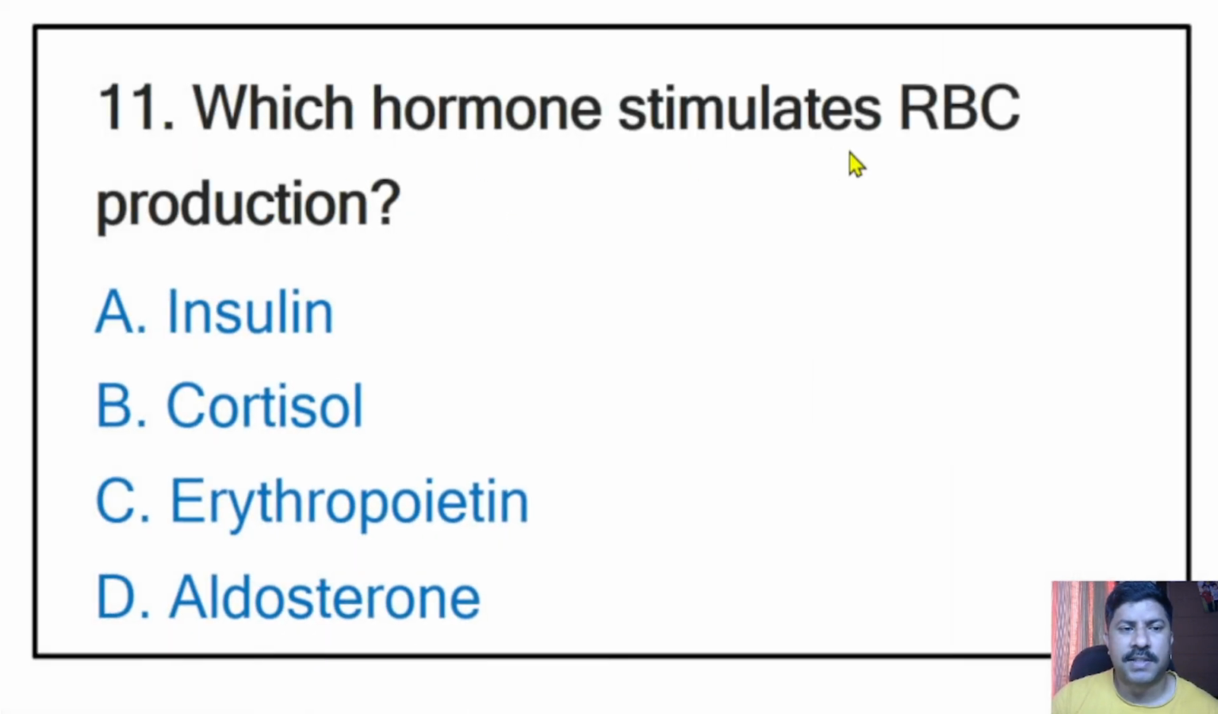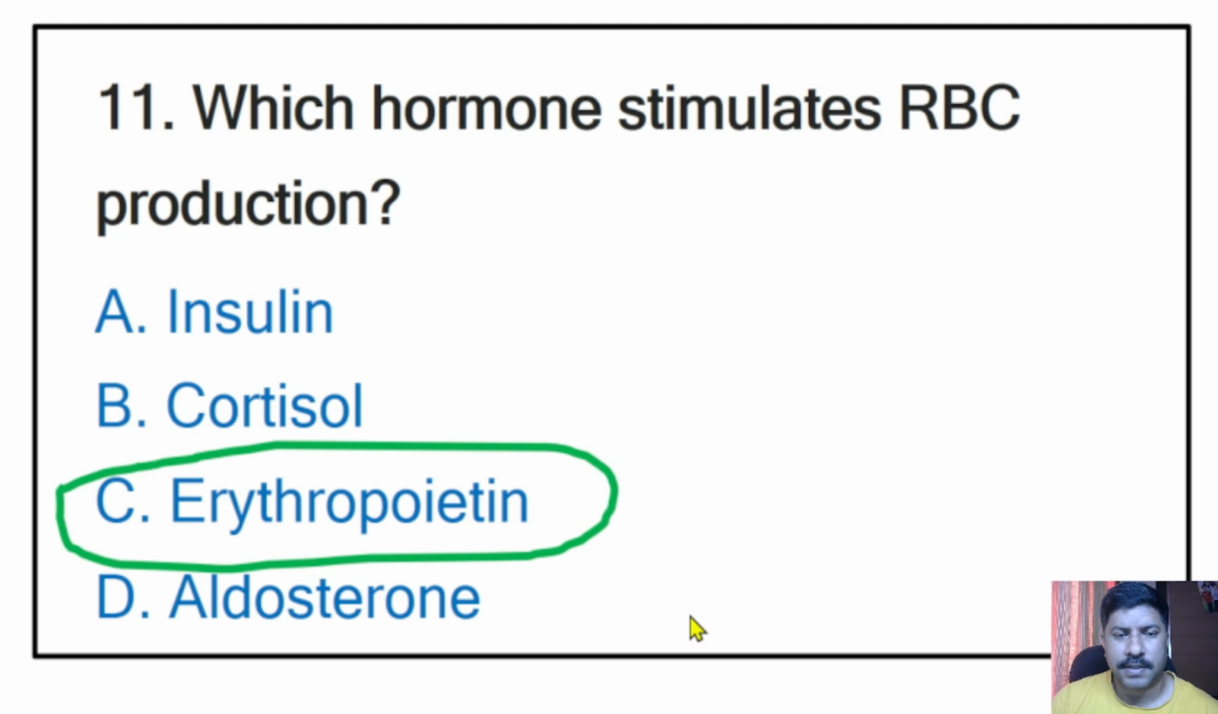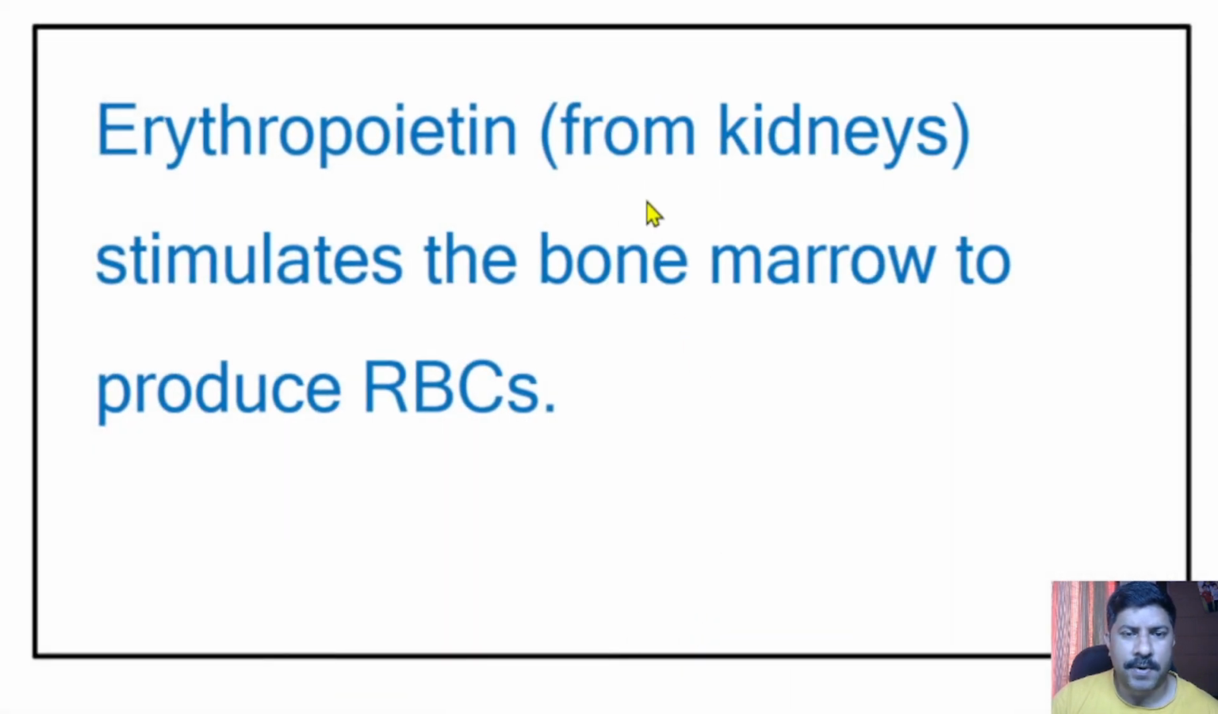Which hormone stimulates RBC production? Insulin, cortisol, erythropoietin, aldosterone. The correct answer is erythropoietin. Erythropoietin is mainly produced by the kidneys and stimulates the bone marrow to produce RBCs. In the case of kidney failure, there will not be erythropoietin production, so that also will lead to anemia in chronic renal failure patients. So in those cases, erythropoietin will be administered.